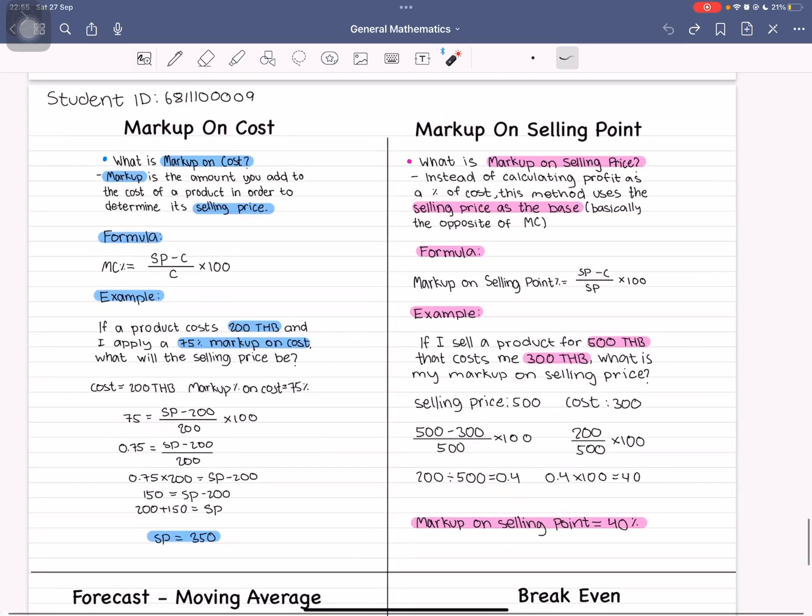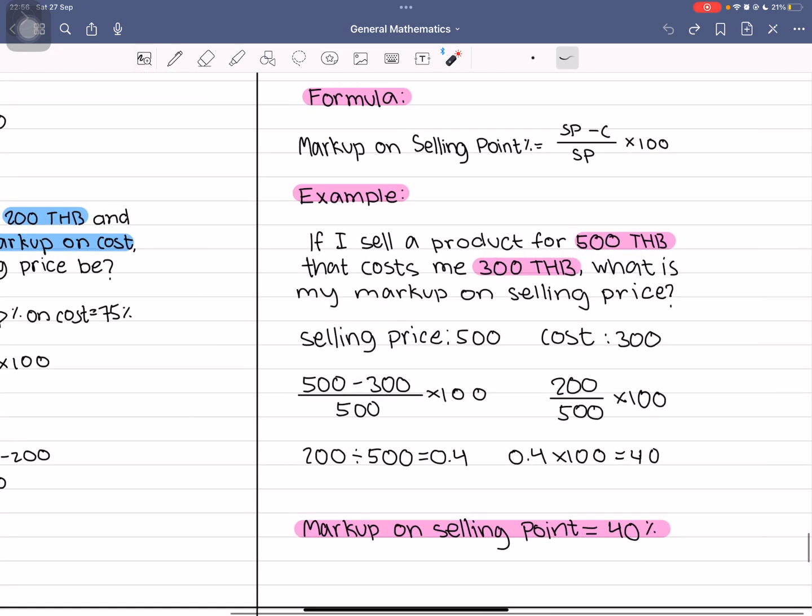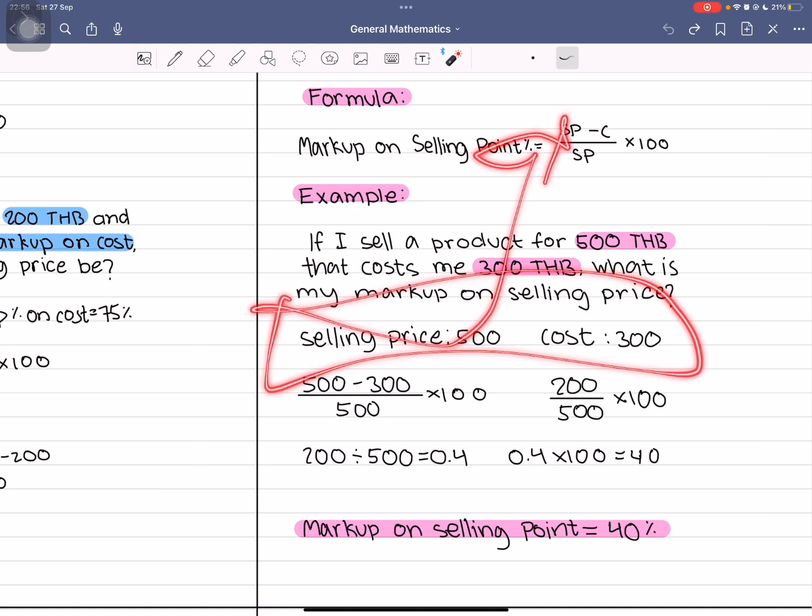So by the way, selling price and selling point is the same thing. That confused me for a second, sorry. So we have gotten it, highlighted, by me. So basically we just put these into the formula and we get this.